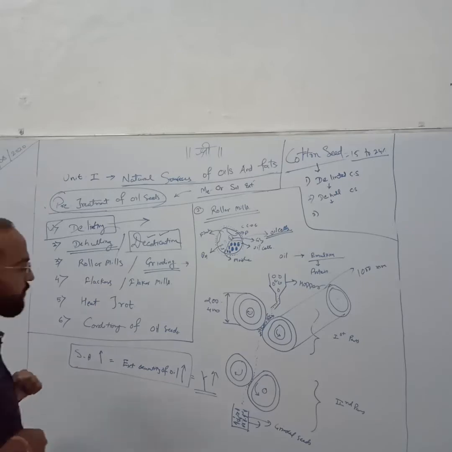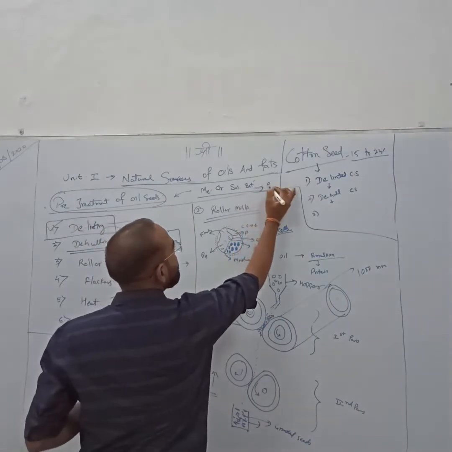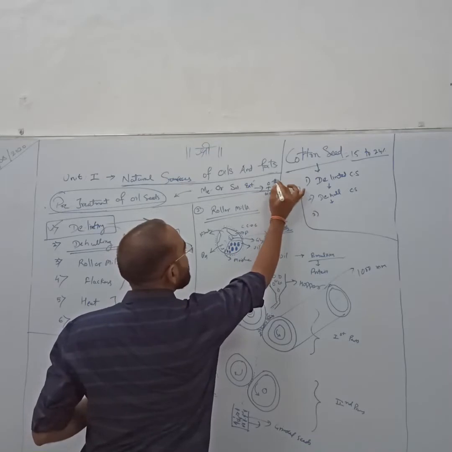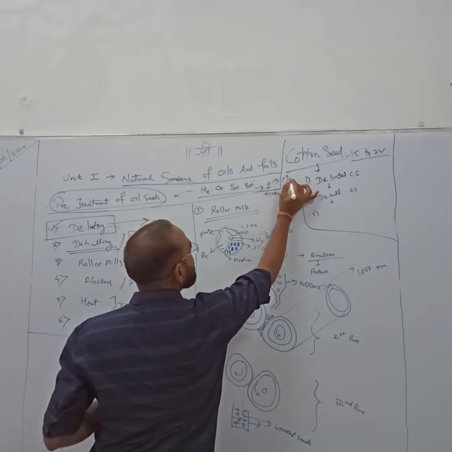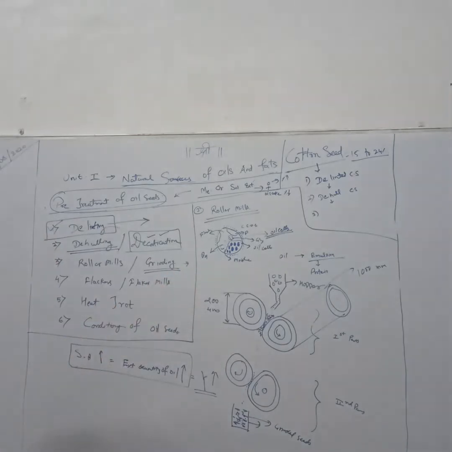Means, when we go for mechanical or solvent extraction, you get oil plus oil cake. So here the oil percentage is higher, and in oil cake the percentage is lower after roller mills.